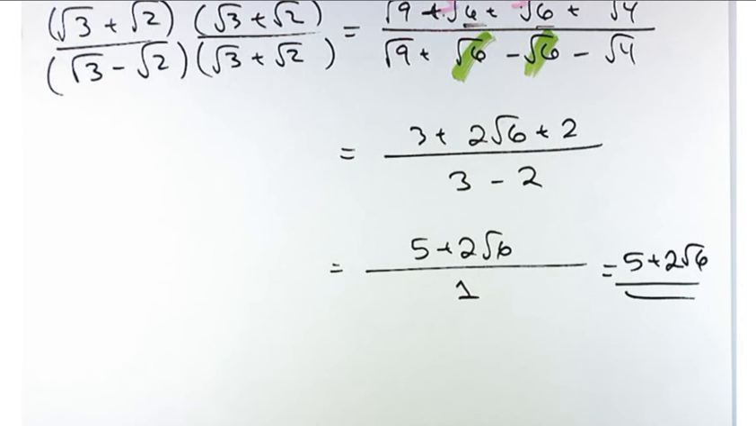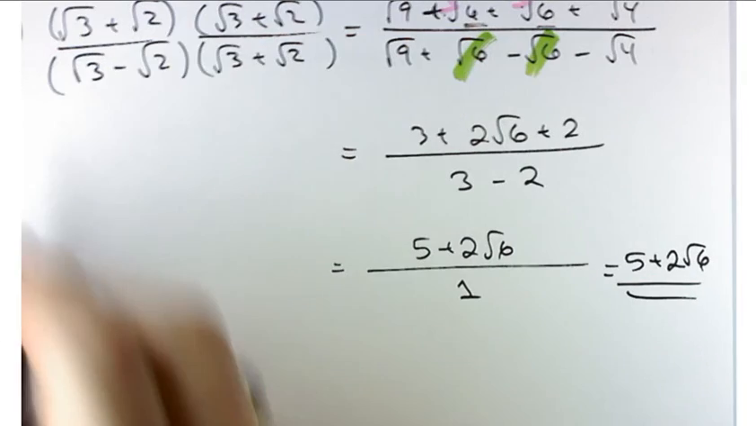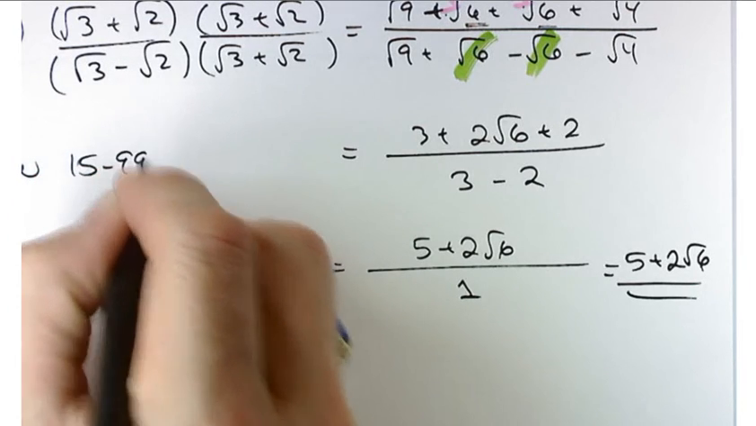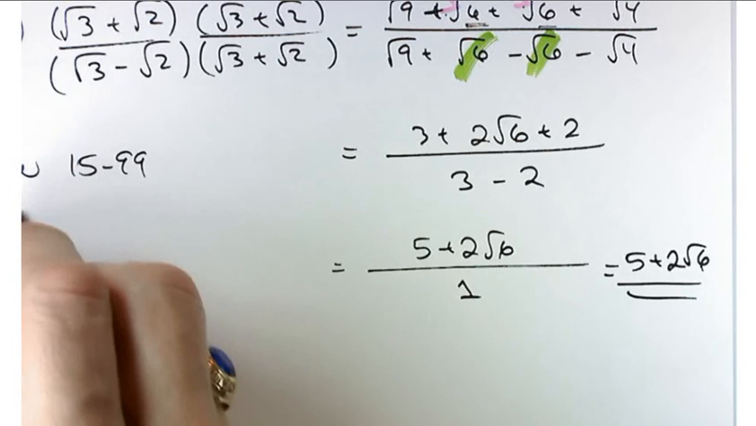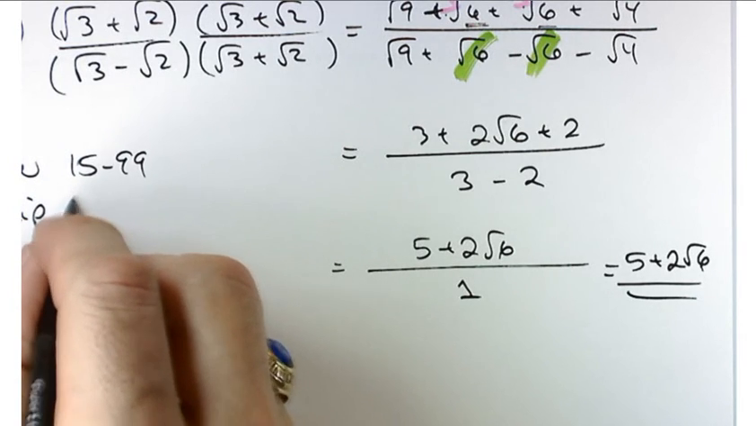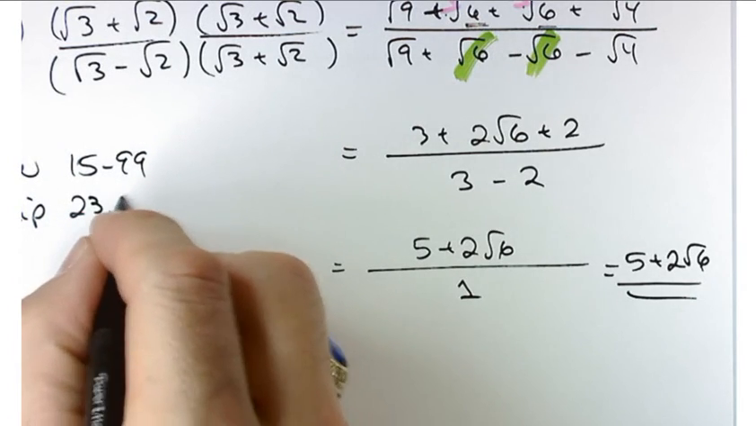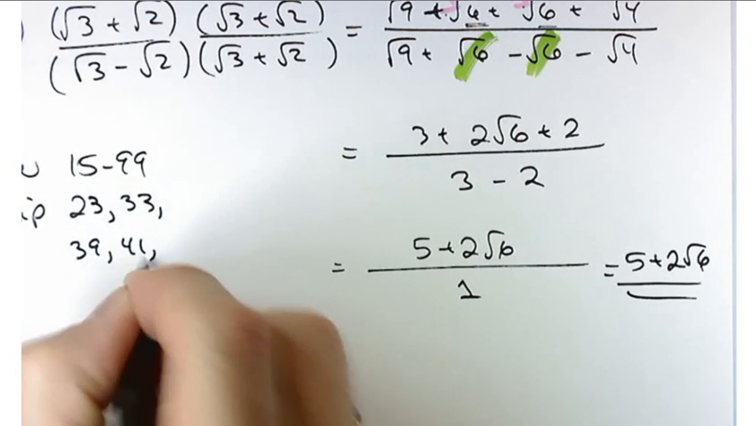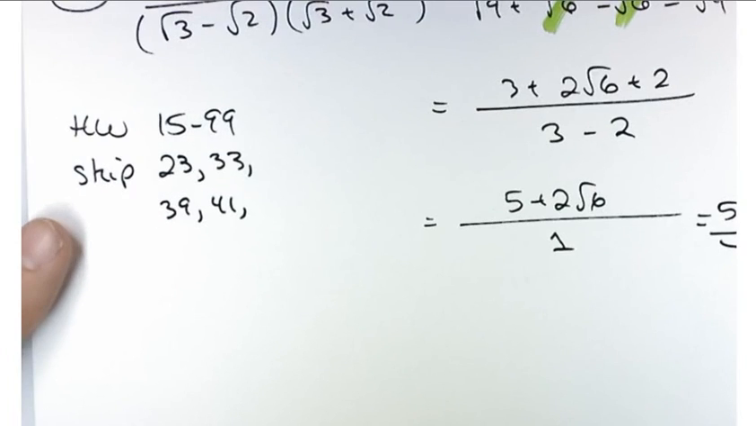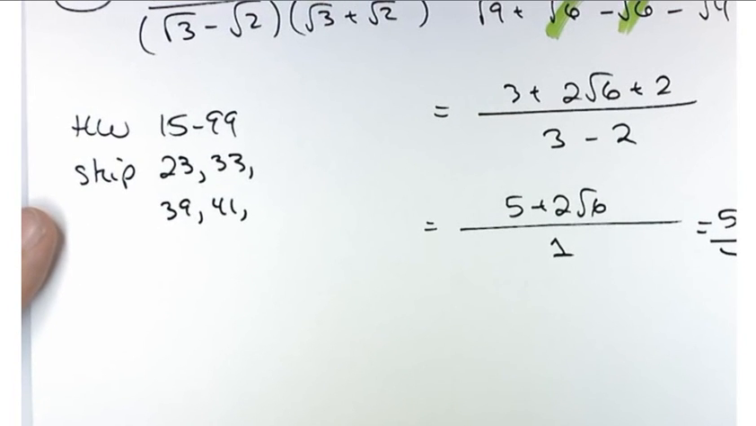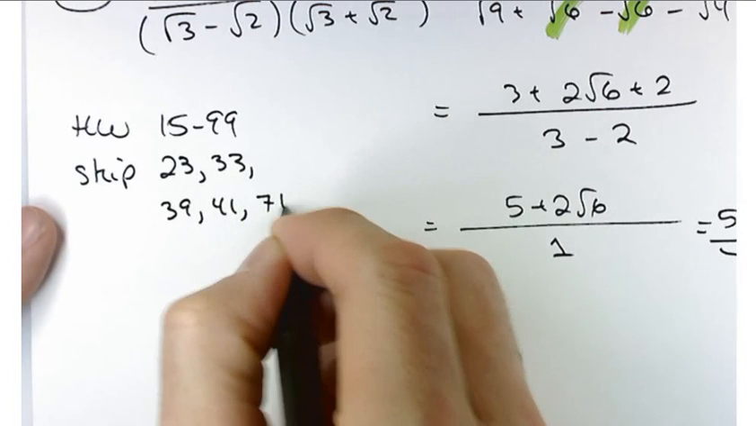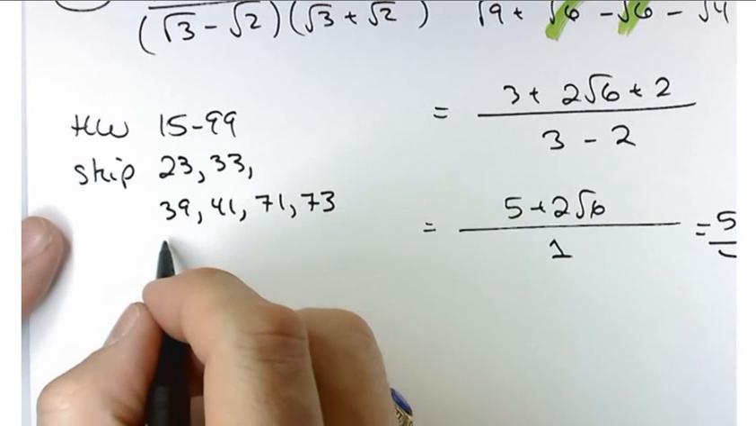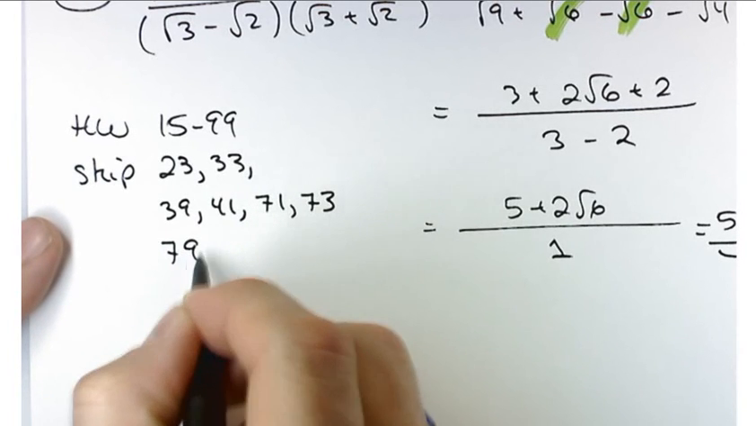And let me give you some homework. We'll take a break. So homework, 15 through 99. But you can skip some problems. Skip 23, 33, 39, and 41. You can also skip 71, 73, and you'll like this one: skip 79 through 89.